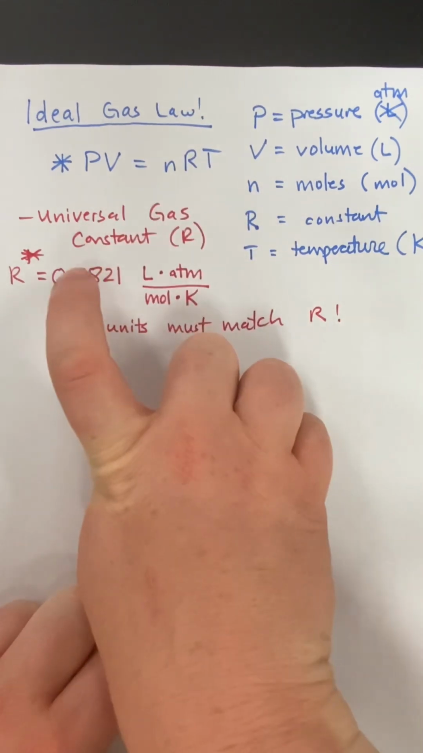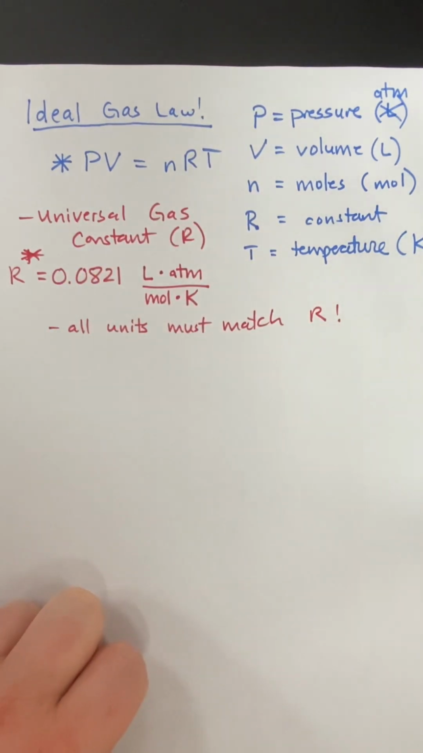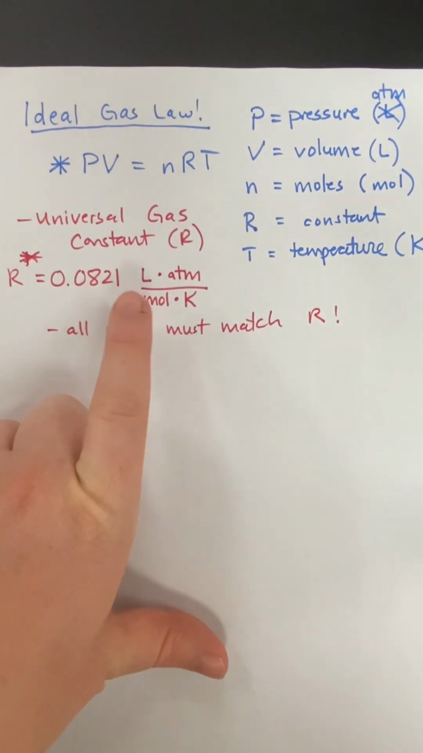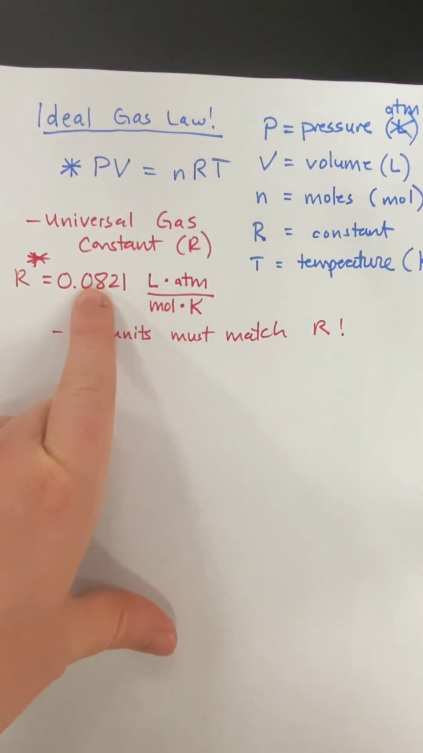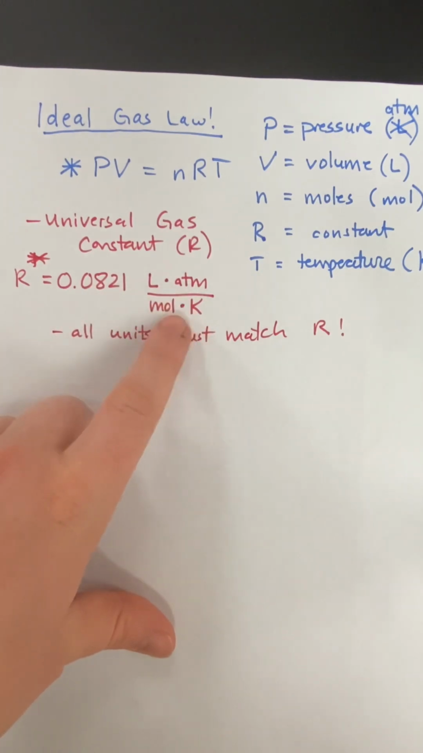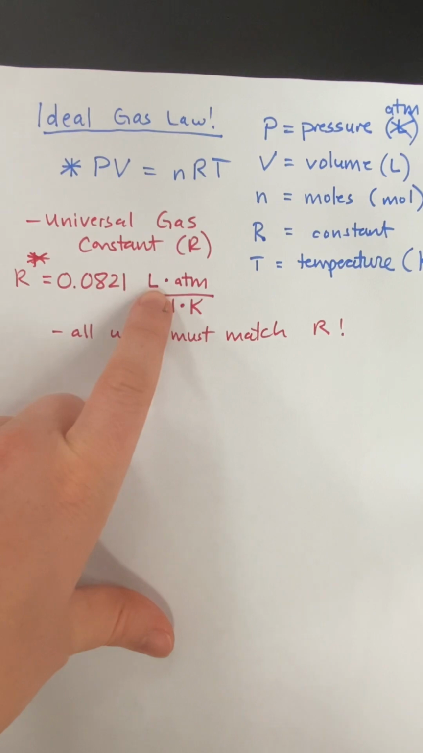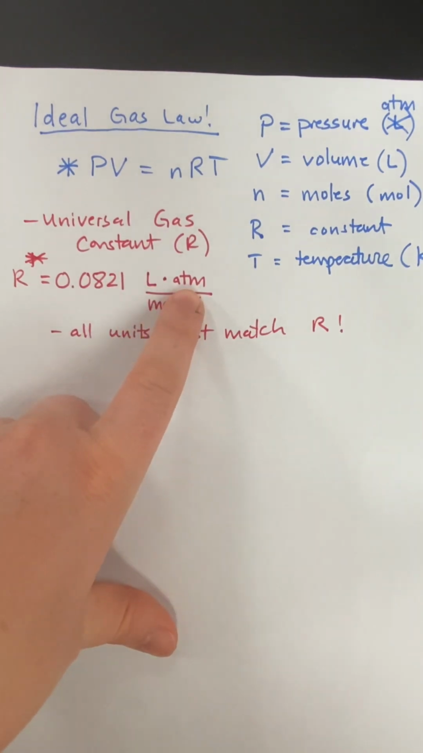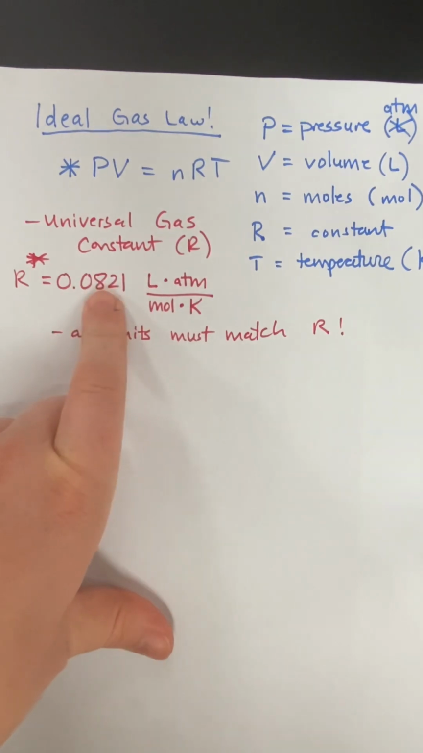And then R. FYI, there are different R values. This is the one we're going to use. This is the one I want you to memorize. Why are there different numbers? The different numbers come with different units. So if, for instance, you wanted volume in milliliters instead of liters, or pressure in mmHg instead of atmospheres, then this number would change.